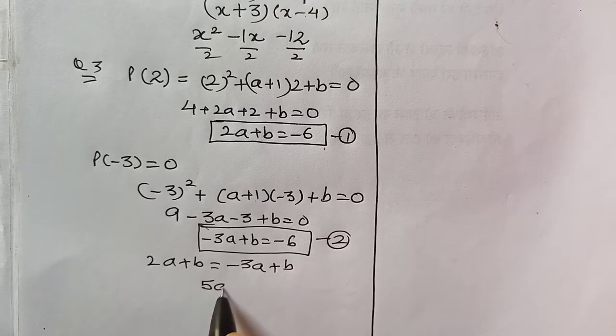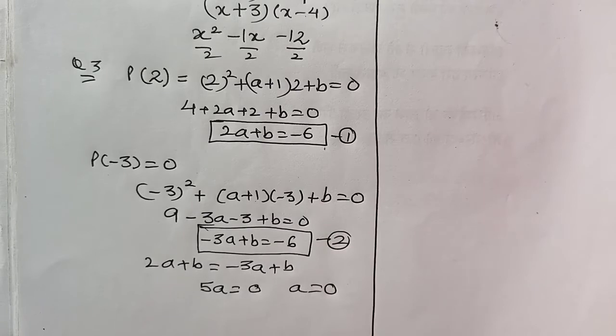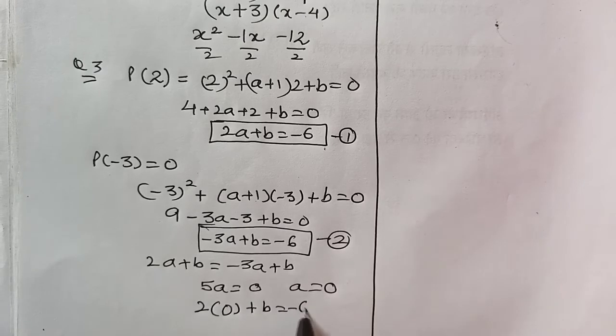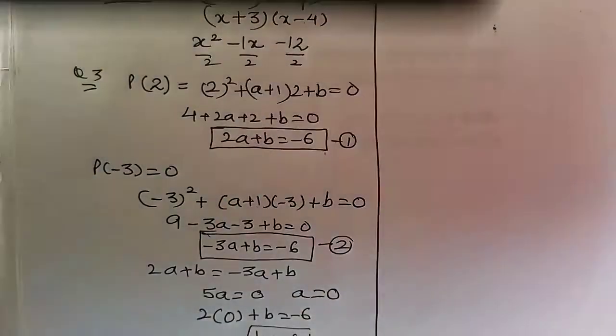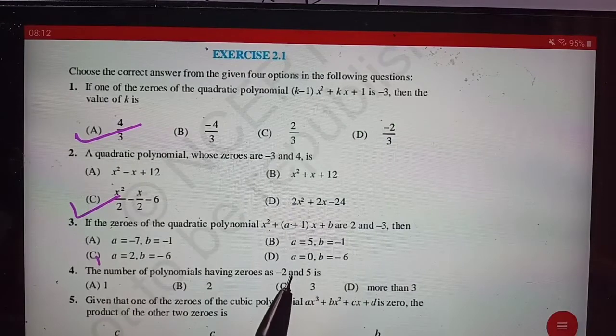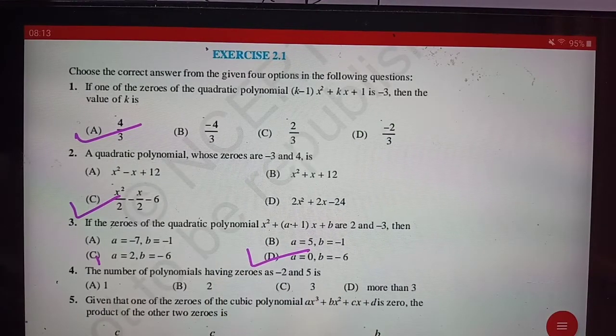You get 5a is equal to b minus b, that is 0, or a comes out to be 0. Substituting in any one of them, let's substitute in the first. 2 into 0 plus b is equal to minus 6. So I get b is equal to minus 6. So let me check for the option: a is 0 and b is minus 6. Do I have an option? Yes, a 0, b minus 6. So D is the correct answer for this.